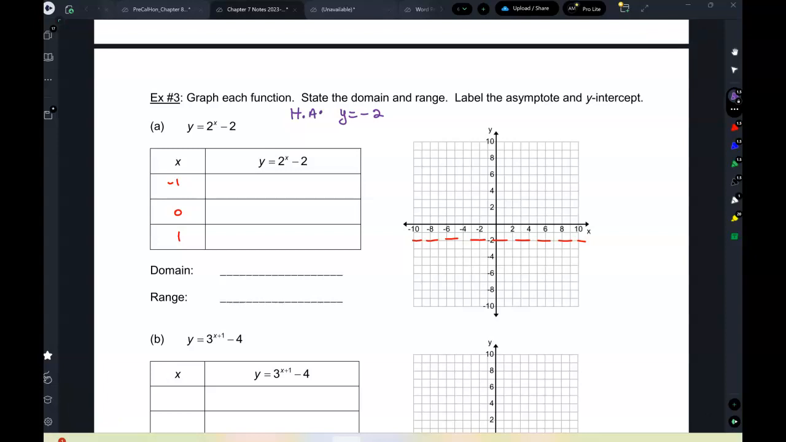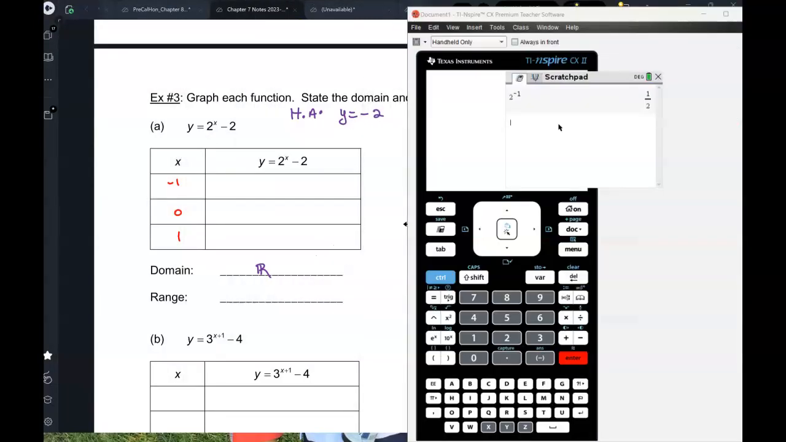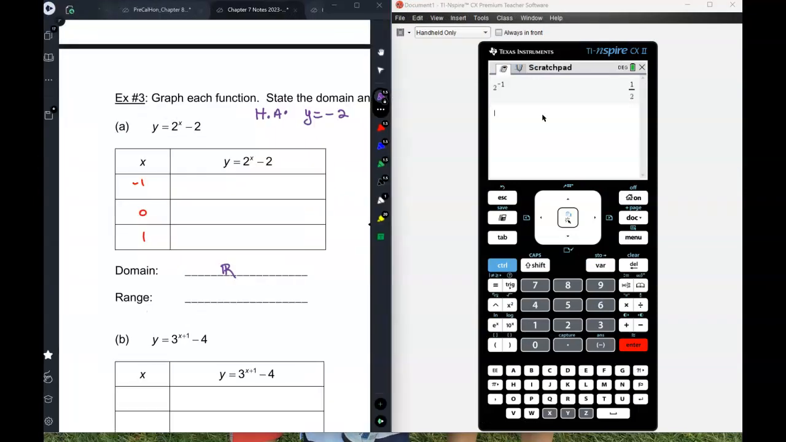Okay, so listen. This time, here's what we're going to do. So you first put in the horizontal asymptote. Now here's what we're going to do. What is the domain for this, by the way? All real numbers. Okay, so go to your graph, and we're actually going to graph this. So we're going to say 2 to the power of x minus 2.